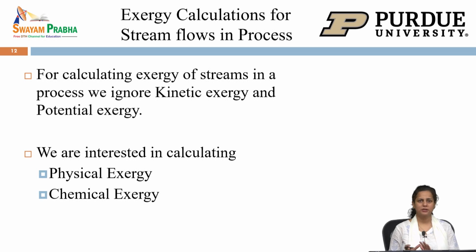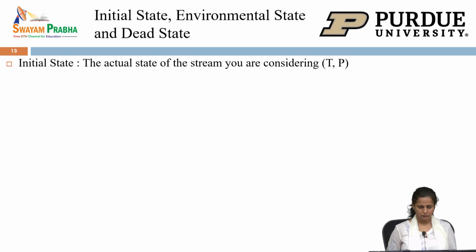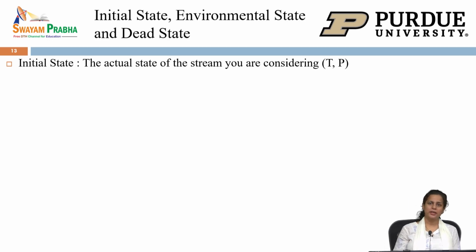So, now we will look at the physical exergy and chemical exergy formula. So, keep in mind that we have already seen that there are 3 different gradients that can be used for calculation of exergy. So, the temperature part, the pressure part and then the concentration part, and we will see that your physical and chemical will have contributions from different parts of these gradients. So, before we go there, I would like to define some of the states that are used for calculation of exergy. So, initial state is the actual state of the stream you are considering. So, it can be the temperature and pressure at which that stream is being used in your process.